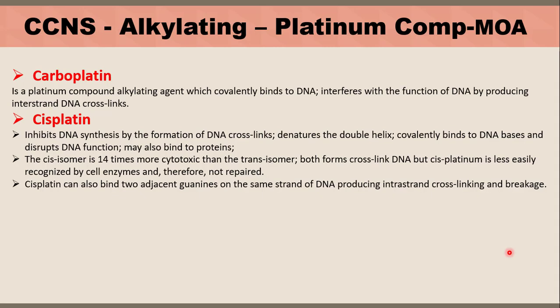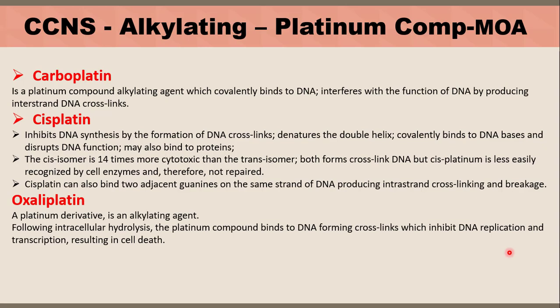The cis isomer is 14 times more cytotoxic than the trans isomer. Both forms crosslink DNA, but cisplatin is less likely to be recognized by the cell enzymes and therefore not repaired. Cisplatin can also bind to adjacent guanines on the same strand of DNA, producing intra-strand cross-linking and breakage.